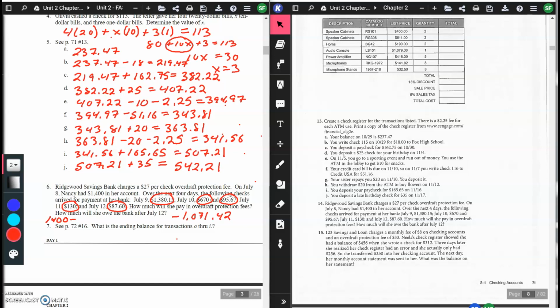$1,071.42. Okay. She's charged an overdraft protection fee of $27 per check. So if you look here, we have four days worth of checks, so that's going to be a $108 fee. Okay, so the fee is $108. All right, and then the big thing on this problem is this number. She owes that to the bank because she wrote checks for money that she did not have. So she's going to have to pay that with a credit card. Sometimes they back it up with a credit card, but either way, she's going to have to pay that back.